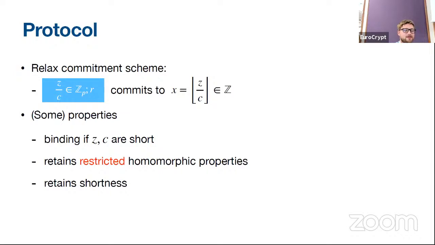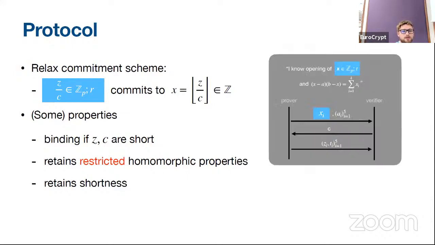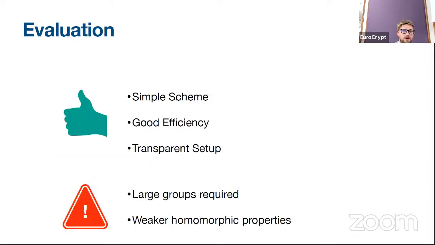And then if you check the properties of this relaxed commitment scheme, you see that it has very nice properties. First of all, it's binding if the opening and C are short, which you can ensure in the opening or in the extraction. It retains restricted homomorphic properties and it retains shortness. So we can now just plug it into a fairly standard Sigma protocol for showing the decomposition. And then you can show fairly simply that this actually works.